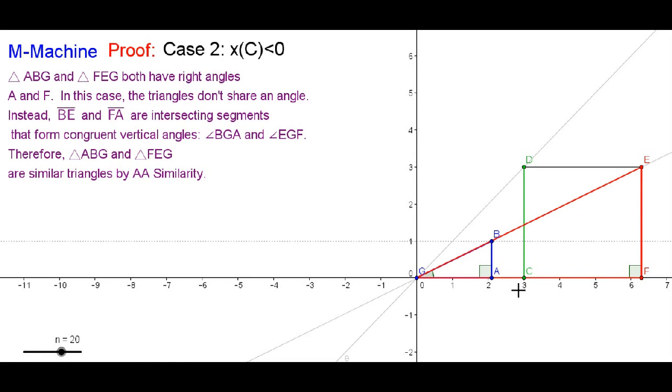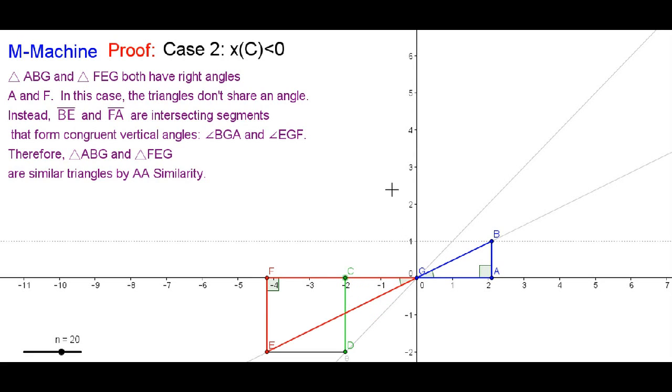Case number 2. The x value of point C is less than 0. This means that C is now on the left side of the y-axis, and the triangles are no longer sharing an angle. In this case, triangle ABG and triangle FEG both have right angles A and F, but instead this time segment BE and segment FA are intersecting segments that form congruent vertical angles BGA and EGF. Therefore, triangles ABG and FEG are similar triangles by angle-angle similarity once again.